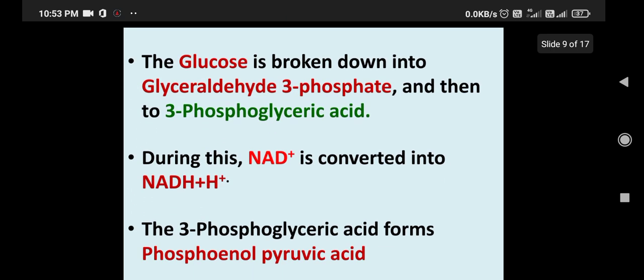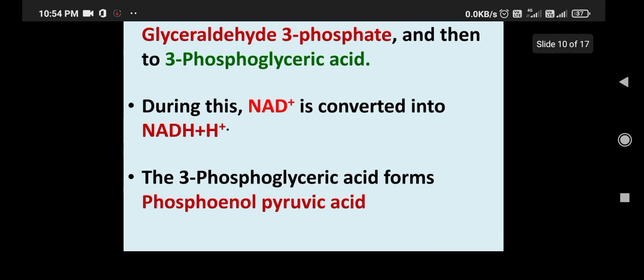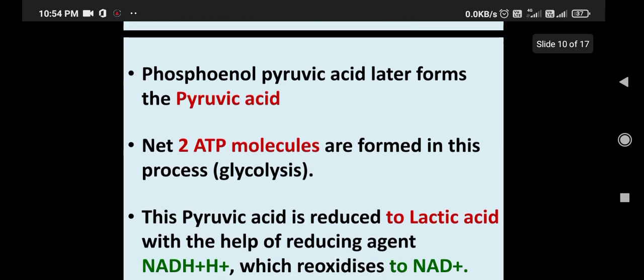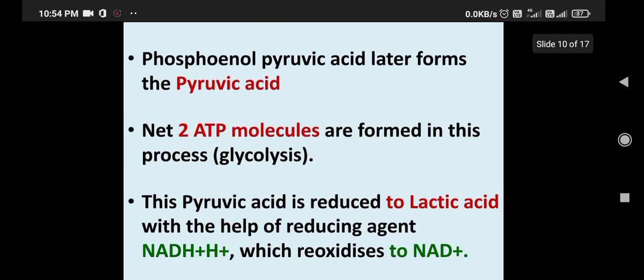Glucose is broken down into 3-phosphoglyceric acid. Then it forms phosphoenolpyruvic acid. Then phosphoenolpyruvic acid later forms pyruvic acid with a net of 2 ATP molecules. This is called glycolysis. Then these 2 pyruvic acid molecules are reduced to lactic acid with the help of a reducing agent.